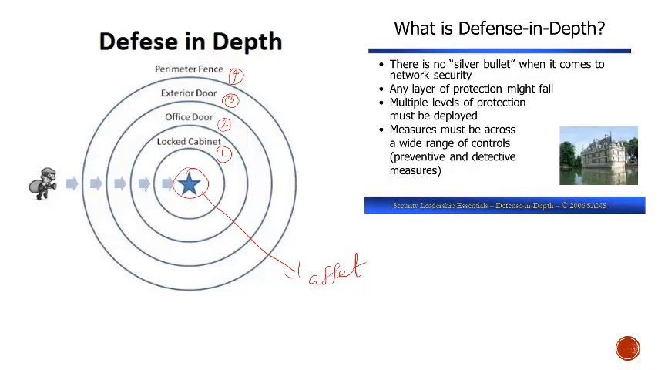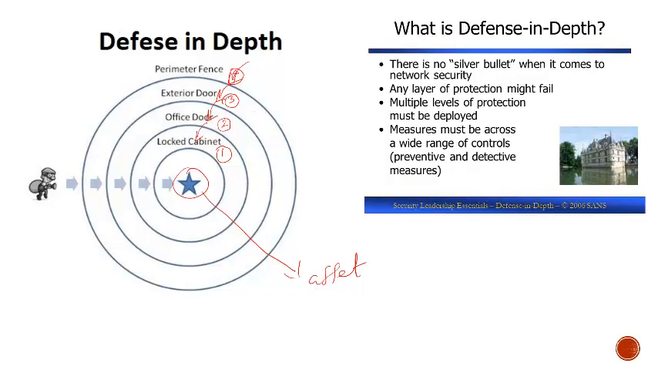It means that for somebody to have access to this asset, they need to pass through the perimeter fence, that's bypass the security guard. They need to pass through the exterior door with an access key. They need to come into the office, to the office door, and they need to have access to the locked cabinet. Because you have put these layers of protection in place that need to be broken before the person can have access to the asset, this is called defense in depth.